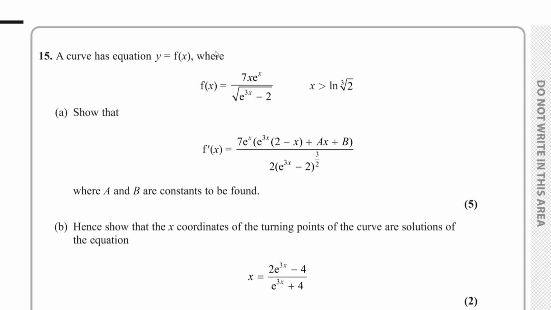Question number 15. A curve has equation y equals f of x, where f of x is equal to 7x e to the x over the square root of (e to the 3x subtract 2), where x is greater than the natural log of the cube root of 2. We have to show that for part A, f dash of x is equal to 7e to the x multiplied by (e to the 3x multiplied by (2 subtract x) plus ax plus b) all over 2 multiplied by (e to the 3x subtract 2) to the power of 3 over 2, where a and b are constants to be found. Now here we have a function being divided by another function, and we are required to differentiate that.